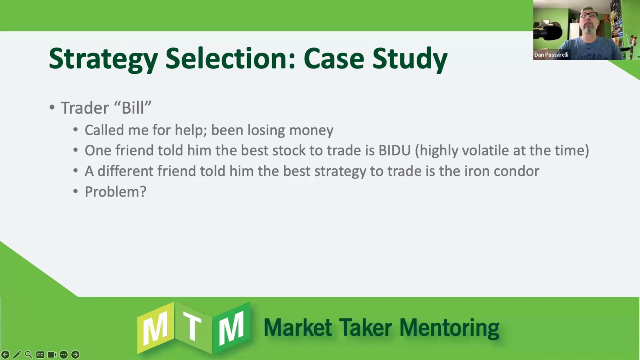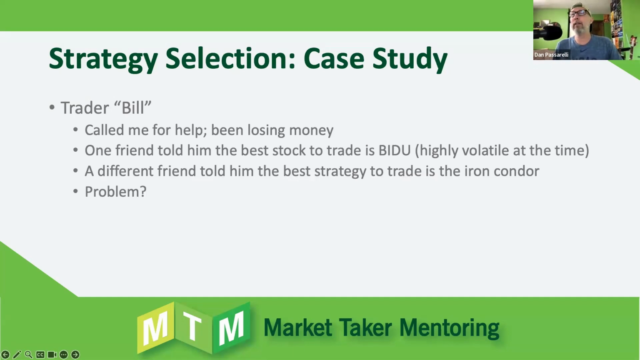Let's say Bill. So Bill called me for help one day. He'd been losing money. One friend told him that the best stock to trade is Baidu. I haven't looked at Baidu stock in forever. Is Baidu even still around? I don't know. That's not one that hits my radar anymore, but I don't know why I'm using that as an example. It's a highly volatile stock. Bill's friend said, man, I've been making a ton of money in this stock. You should trade it. You should trade options on it too.